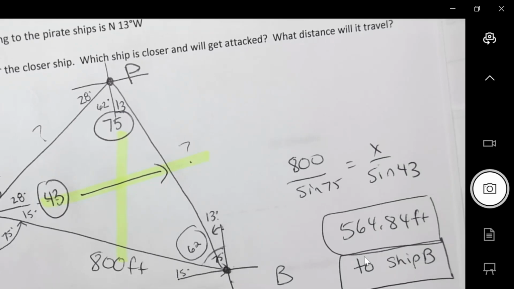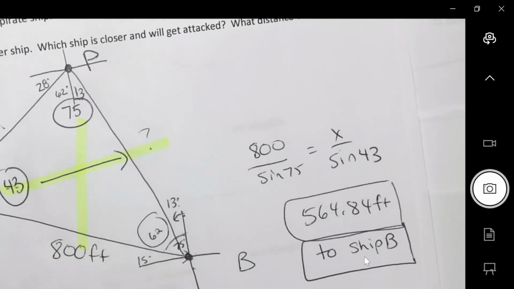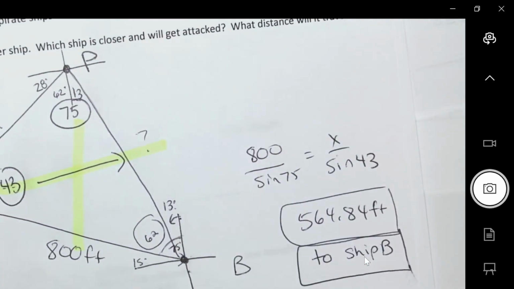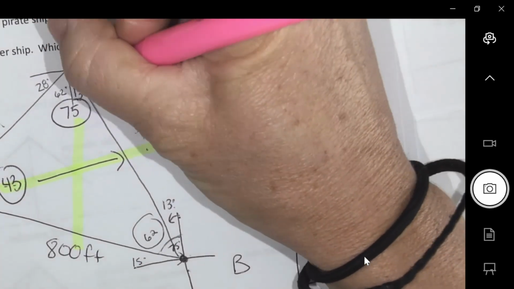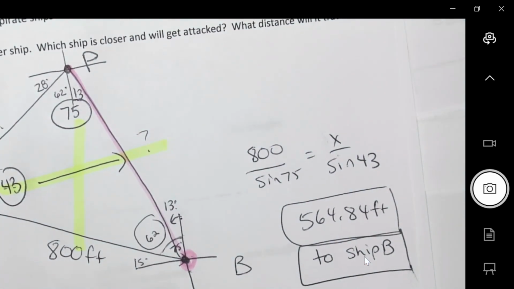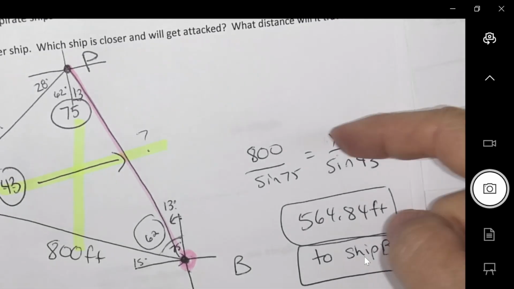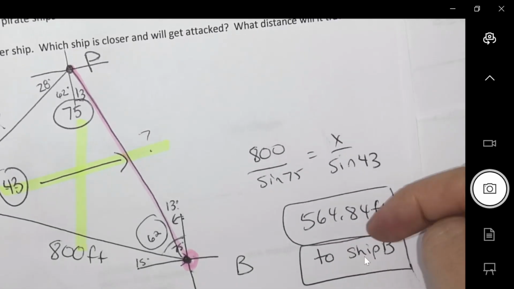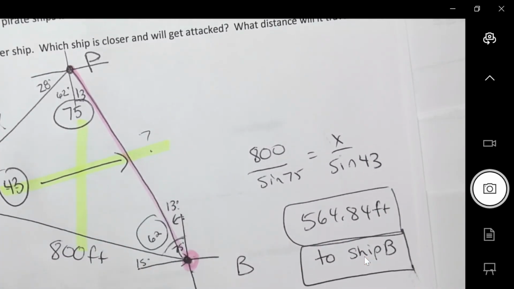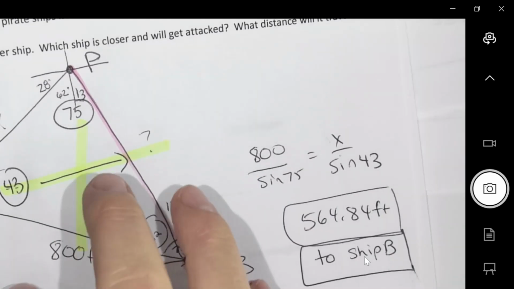So it's going to attack ship B, because that means that's the path to get to B, right? It's going to go on this path, which means it's going to attack ship B. Okay? So on the trig side, this would be the easiest, but this was the hardest on flipping all the angles. So you really have to be careful on that question on your test. Get all those angles using your properties. Okay?